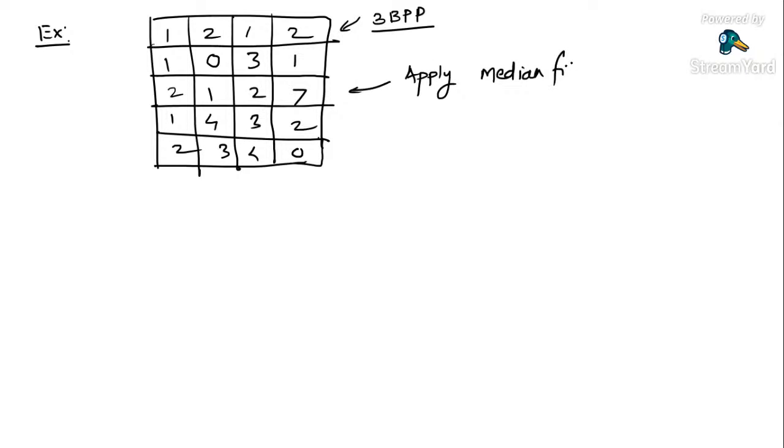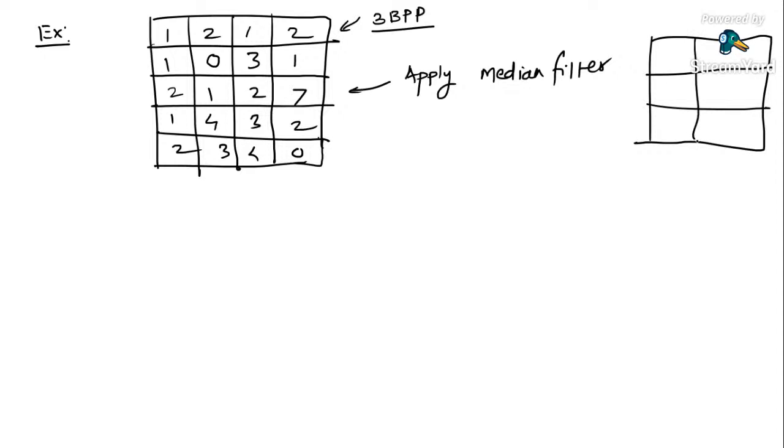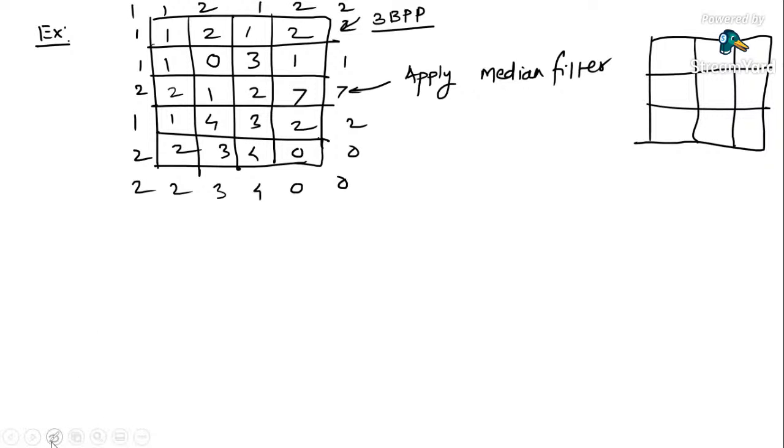Now what is the median filter? It is an empty mask you can consider. Whichever values you get, arrange them in ascending order and select the middle value. Now I will apply this. I will select those values also: 1, 1, 2, 1, 2, 2, 2, 3, 4, 0, 0, 0, 2, 7, 1, 2, 2, 2, 1, 2, 1, 1. For application purposes, select this. Now start from this one. Apply this mask. This is a mask.